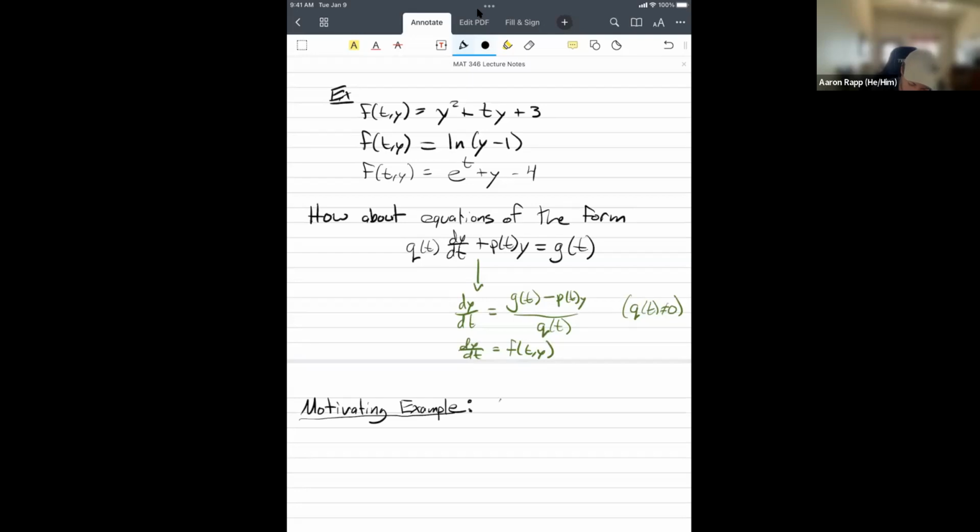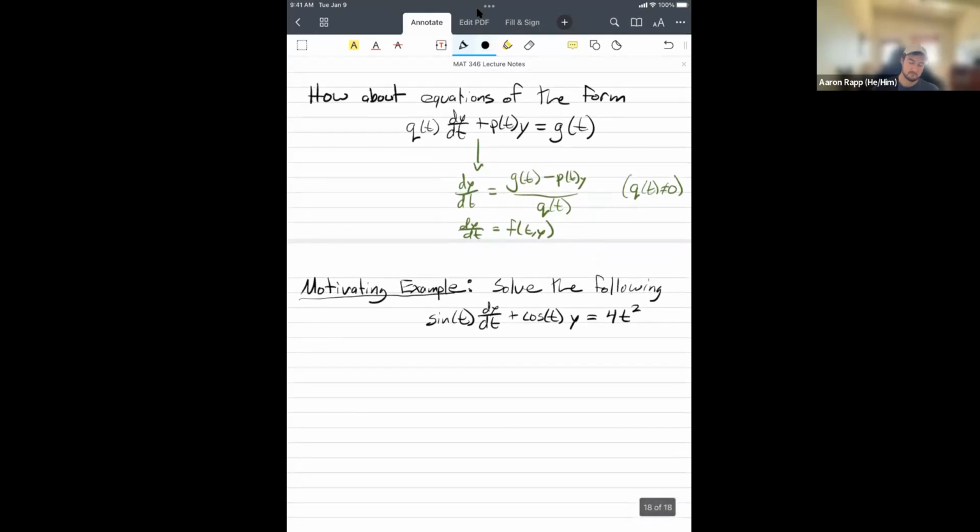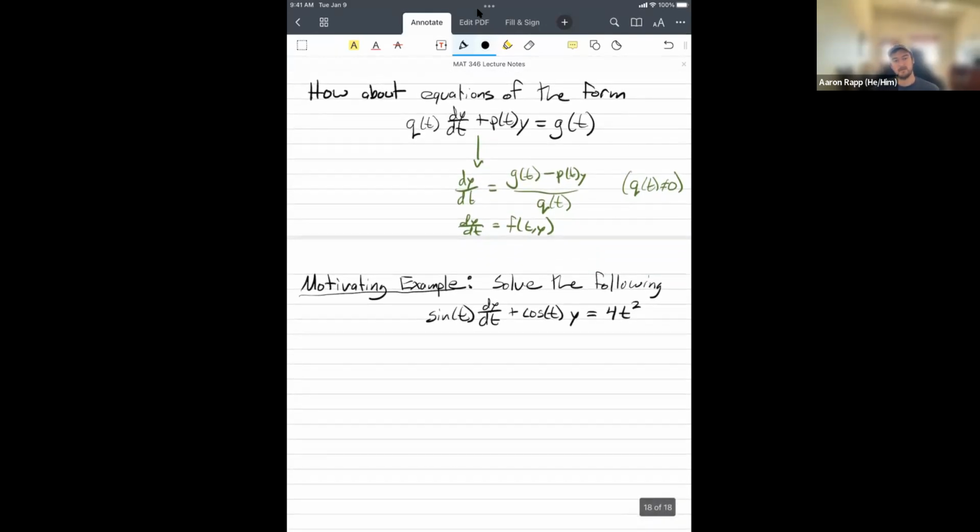I want to solve the following. Sine of t times the derivative of y with respect to t plus cosine of t times y is equal to 4 times t squared. So I want to solve this, which means I want to get rid of something.